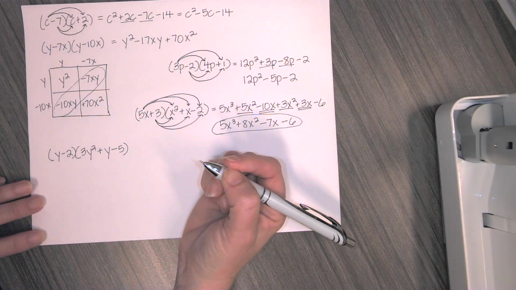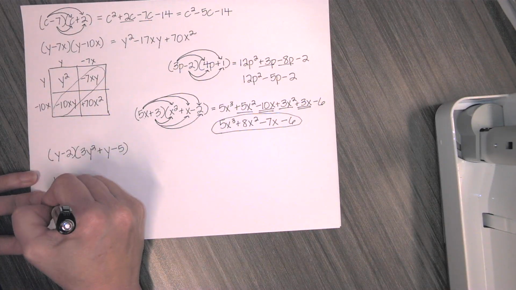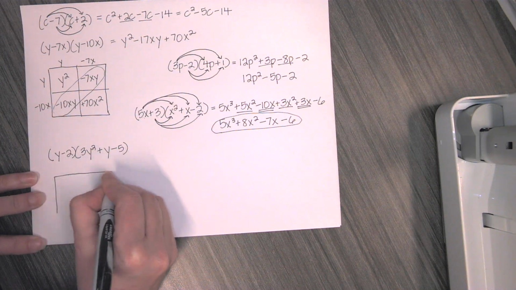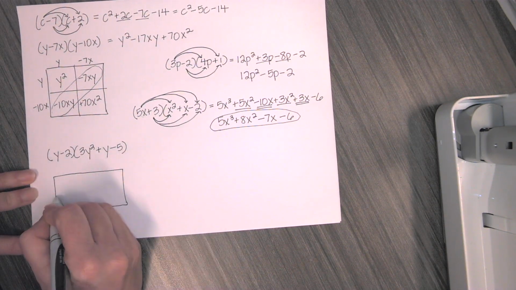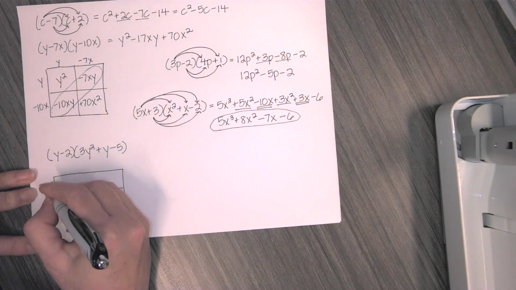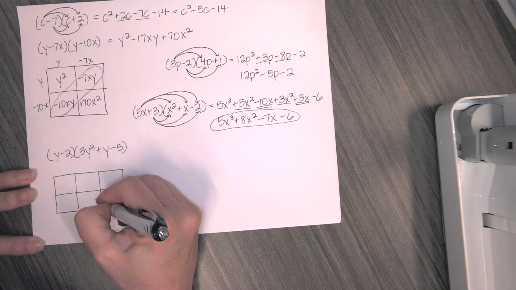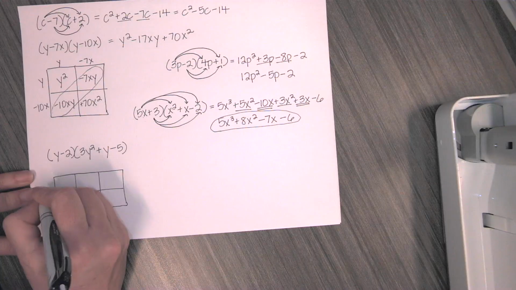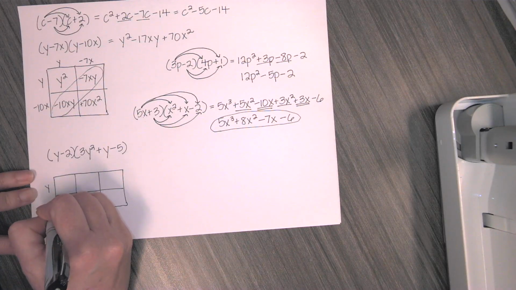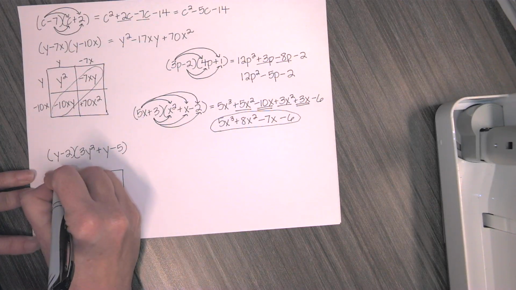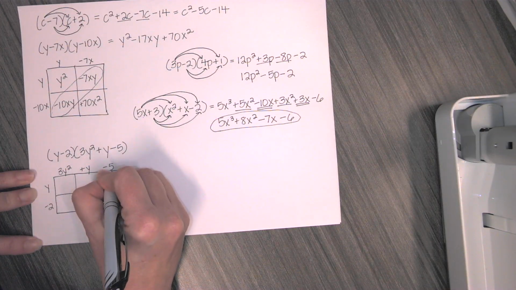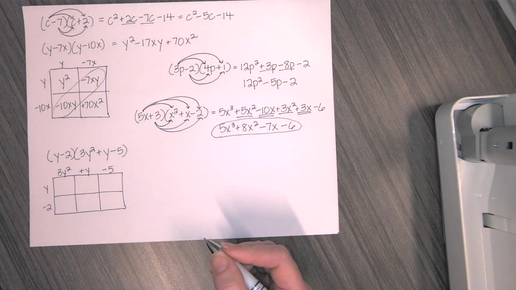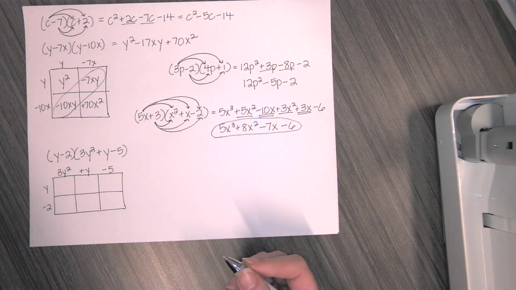So if we want to do this with the box method, we know we're going to need to put a trinomial on one side of the box. You just need to make your box longer. So one side is going to have 2, and the other is going to have 3 for a trinomial. So we'll have y minus 2 times 3y squared plus y minus 5.